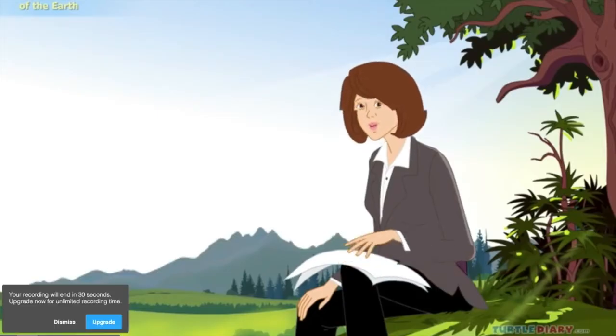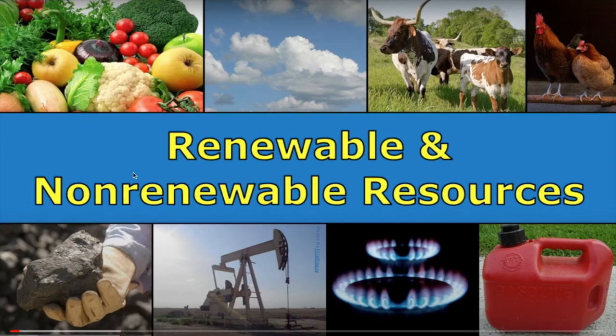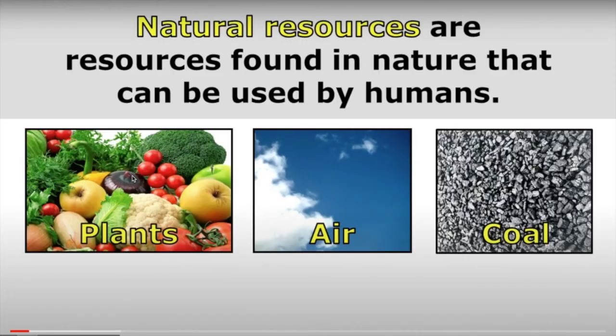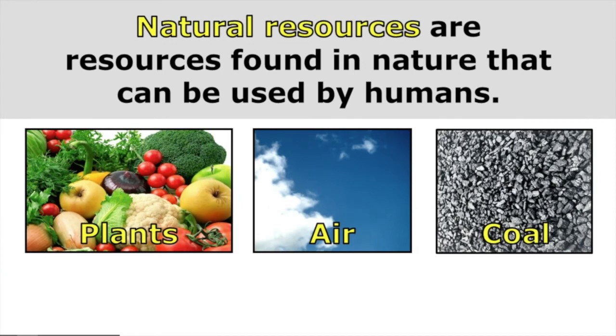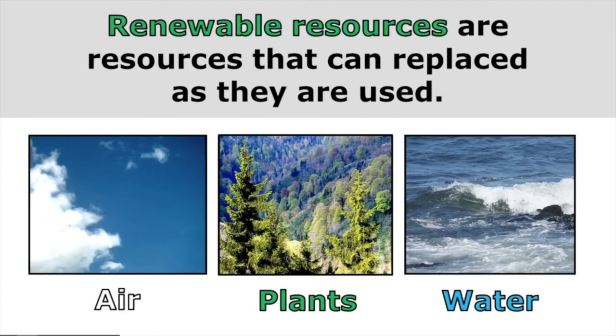It is very important to conserve these. That means to take care of them and not waste them. Natural resources are resources found in nature that can be used by humans. Plants, air, and coal are all types of natural resources. Natural resources can be classified as renewable or non-renewable. Renewable resources are resources that can be replaced as they are used. Air, plants, and water are all examples of renewable resources.